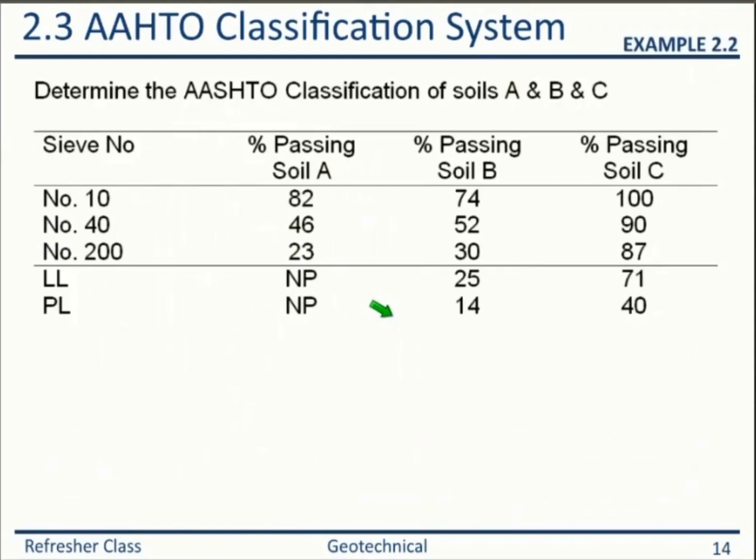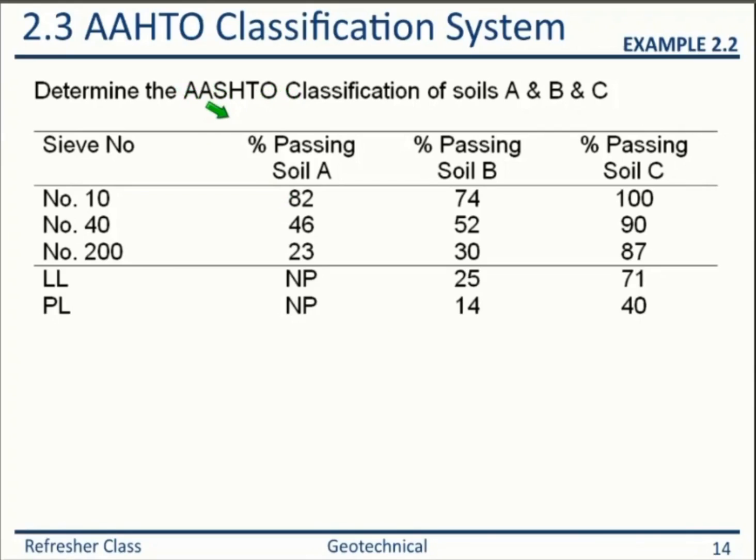Okay, so we'll check an example also. Let's take this example 2.2. Then you should be able to use that table as well as the graph, the AASHTO graph. Please read it first. So the very important thing here is to determine the AASHTO classification.